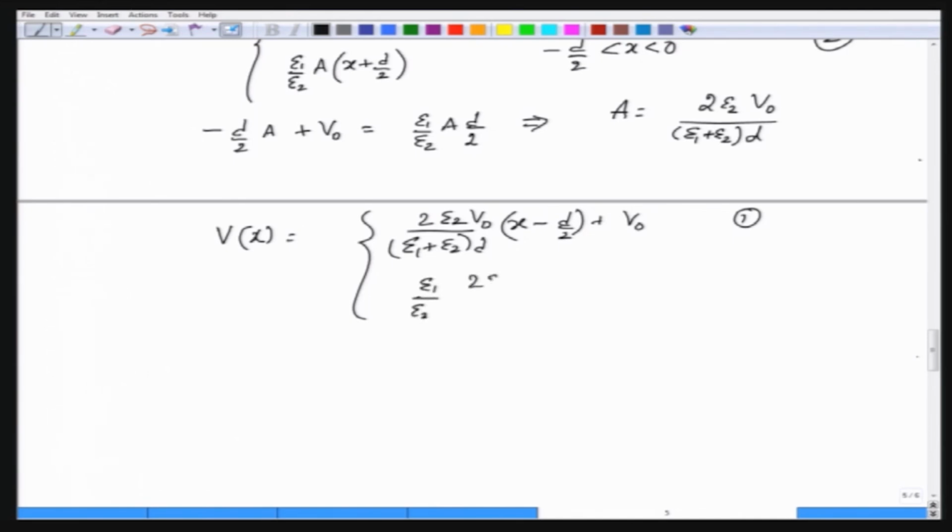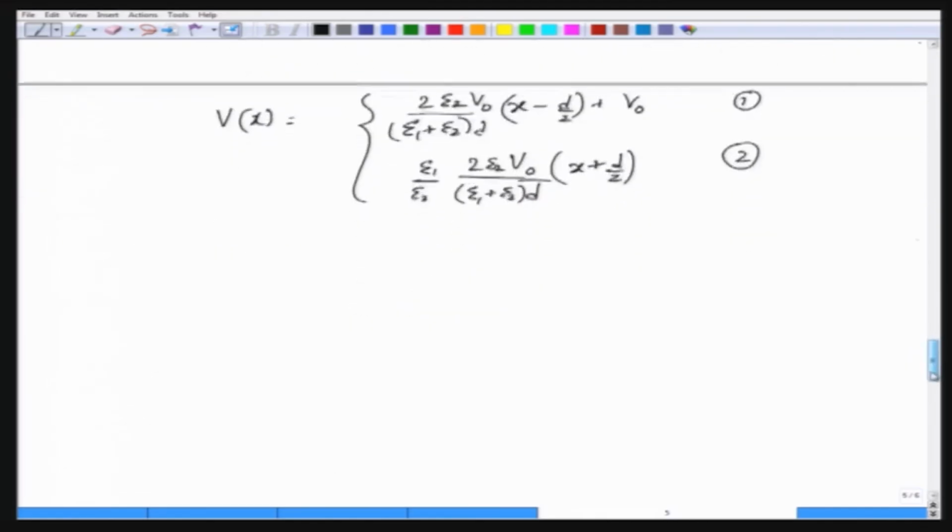A is 2 epsilon 2 by epsilon 1 plus epsilon 2 d, there is a V0 here, times x plus d by 2. Okay, this is the solution in region 2. Now, let us go ahead and compute the capacitance of this structure. To get the capacitance, I need to know what is the charge stored in the surface area, right.